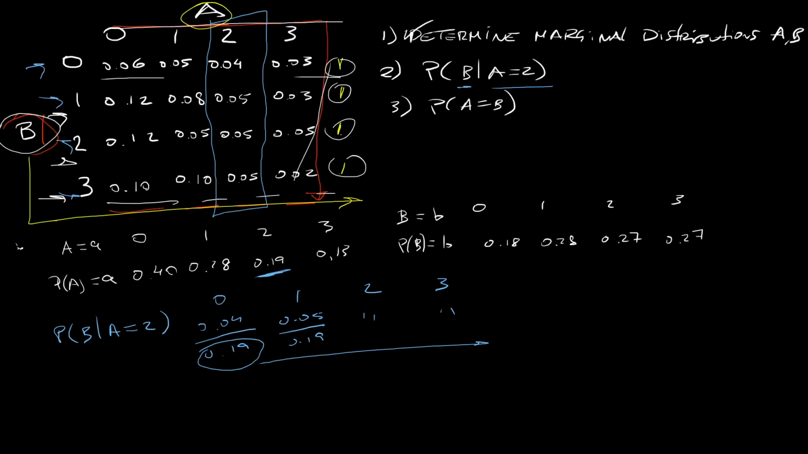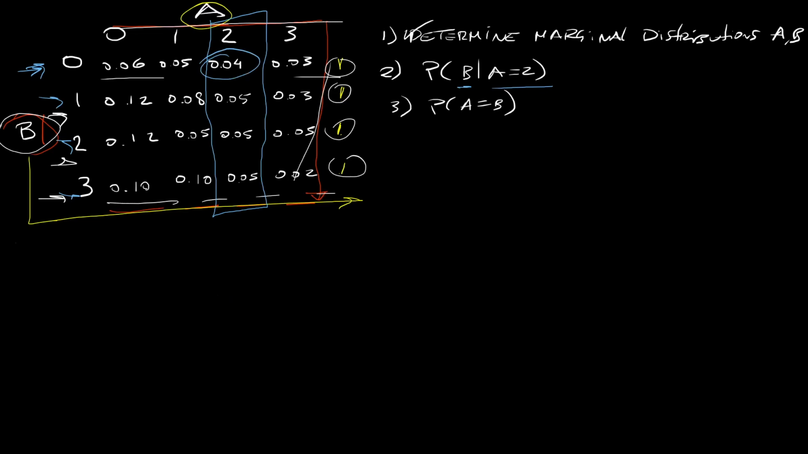And on top, if they ask you, let's say, what's the probability of B equals 0 given that A is equal to 2, essentially you're going to take this value from B, so B equals 0. It's this one over the marginal distribution value that we found.